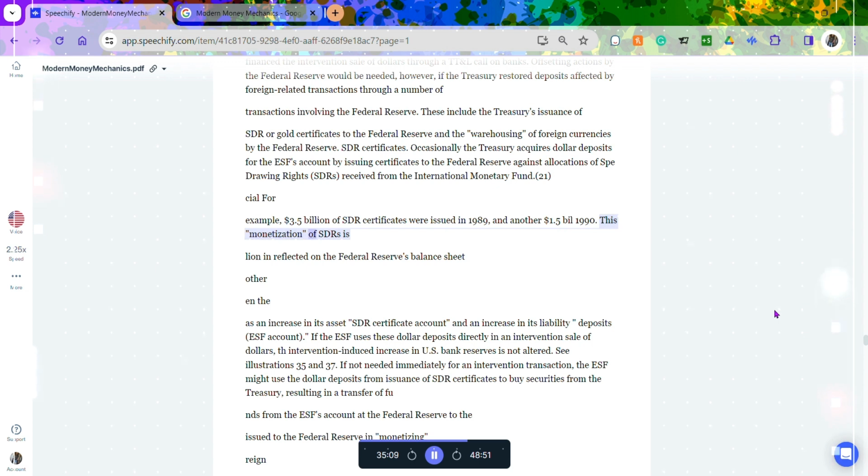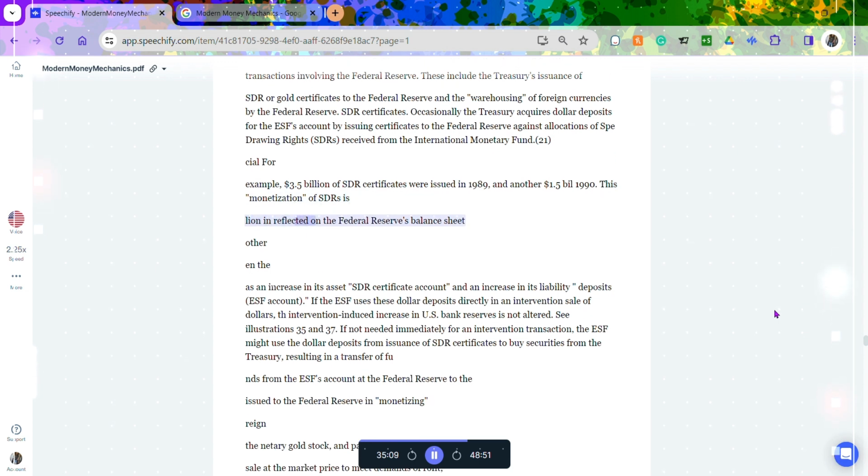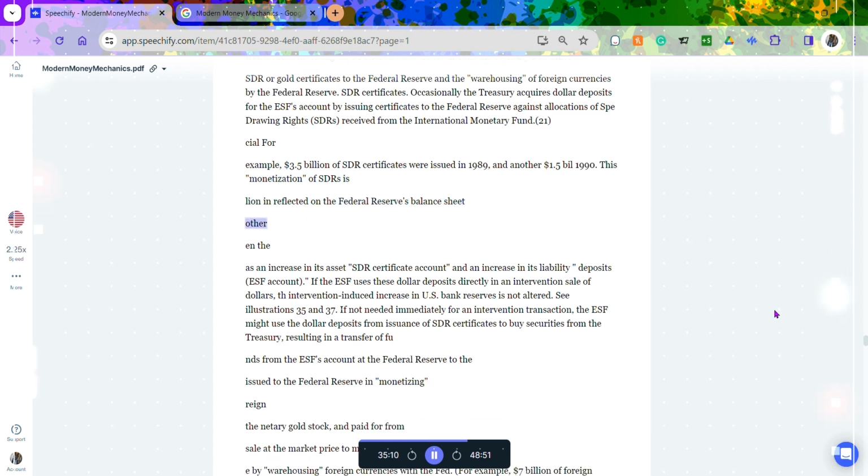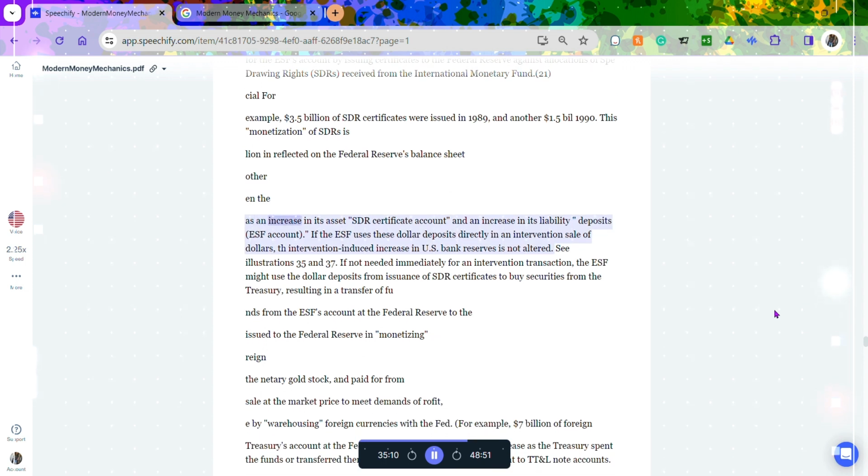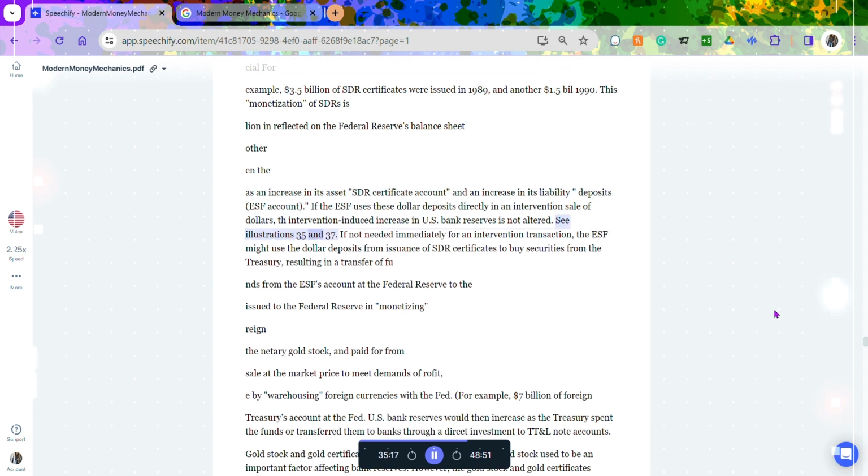This monetization of SDRs is reflected on the Federal Reserve's balance sheet as an increase in its asset, SDR certificate account, and an increase in its liability, deposits, ESF account. If the ESF uses these dollar deposits directly in an intervention sale of dollars, the intervention-induced increase in U.S. bank reserves is not altered. See illustrations 35 and 37.